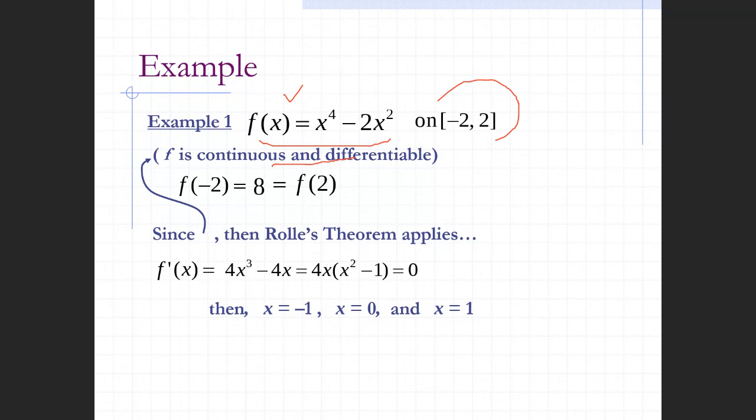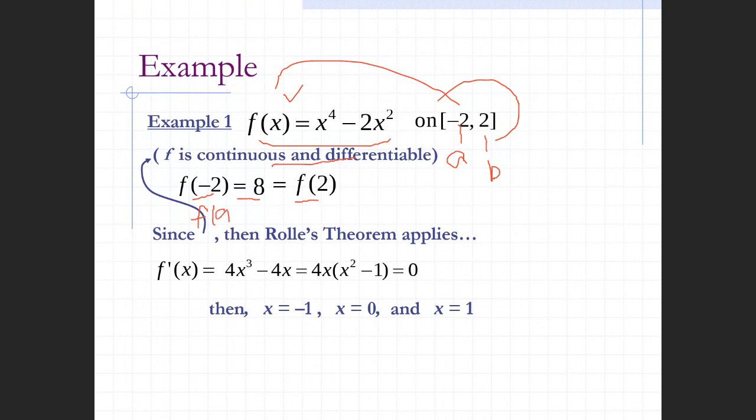There are three conditions for Rolle's theorem: the function must be continuous on the closed interval, it must be differentiable on the open interval, and f of a is equal to f of b. Here we are considering a is -2 and b is 2. Just put these values in the function. If I put x is -2, I get f of -2, and f of 2 is also the same. So f of a is equal to f of b. Both have the same answer, that is 8.